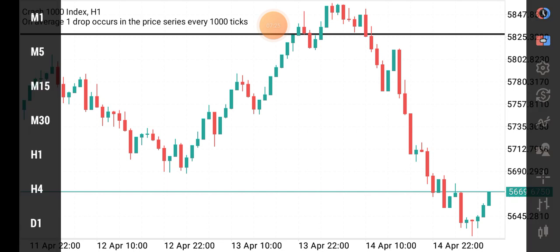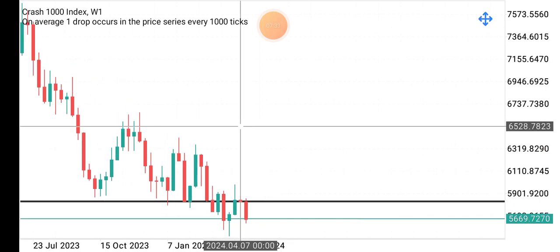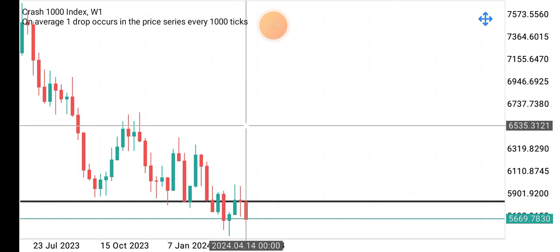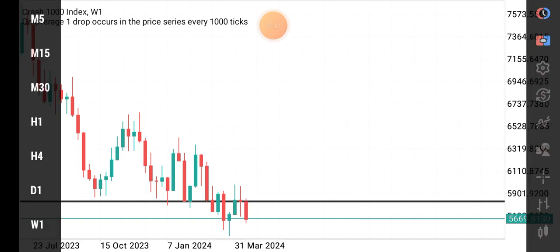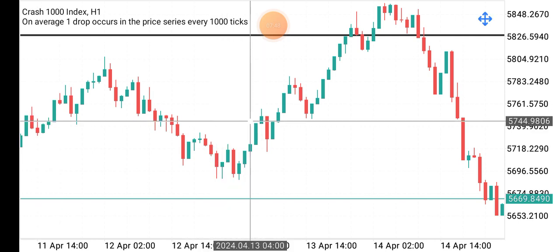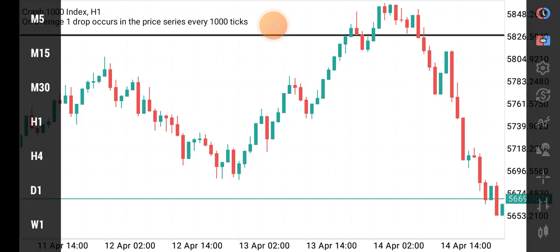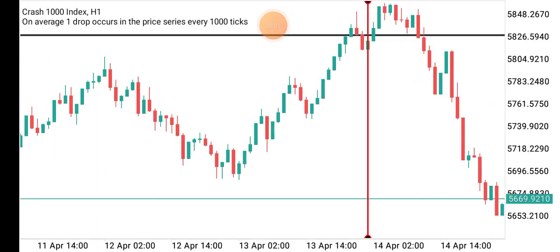Now, mind you, I need to even mark where it started. Let me go back to the weekly time frame and mark it so that we know where this actually started. Okay, the new week started on the 14th of April. Let me just go to the 1 hourly time frame and locate the 14th of April on the chart. This is 13. Look for the 14th of April. Okay, see where the current week's candlestick started right here. It started right here. So I need to put a vertical line to show you.